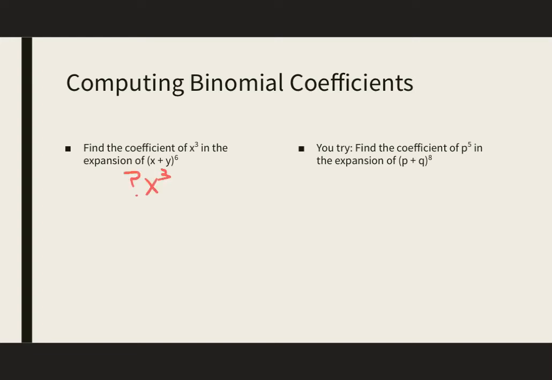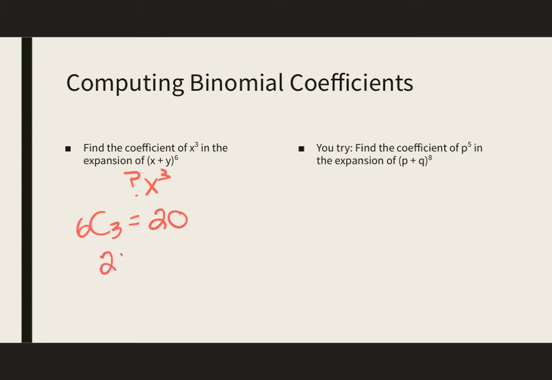I don't want all of them. I don't want the entire expansion. I just want that coefficient. So 6 is the n value, 3 is the r value, and we could just go right to the calculator and do 6 choose 3, and that will give us the coefficient of x to the 3rd.